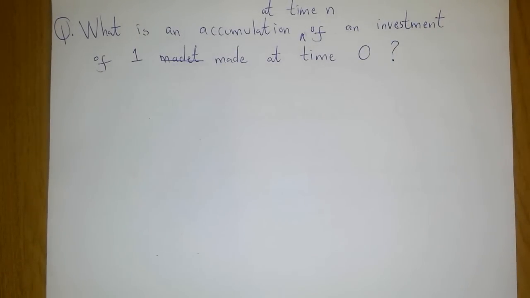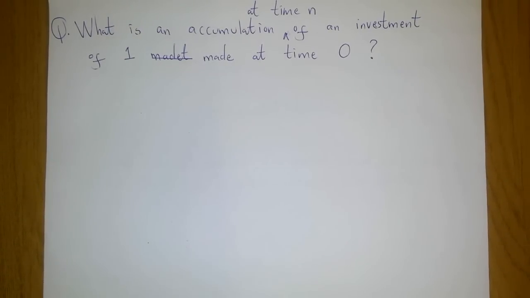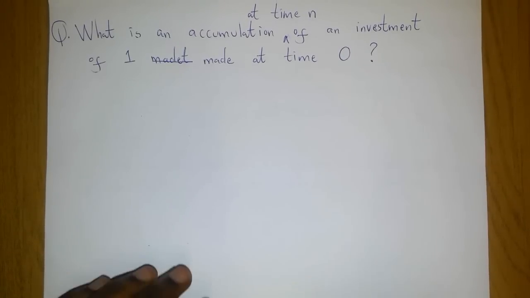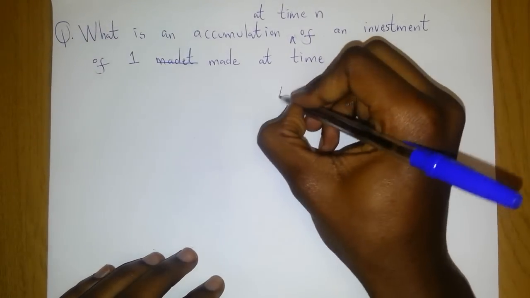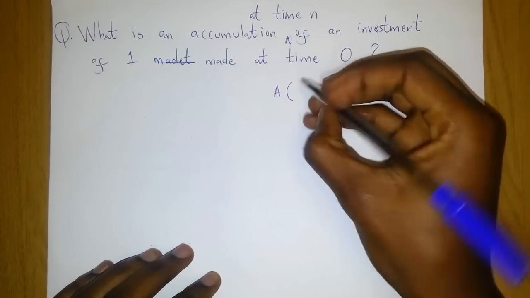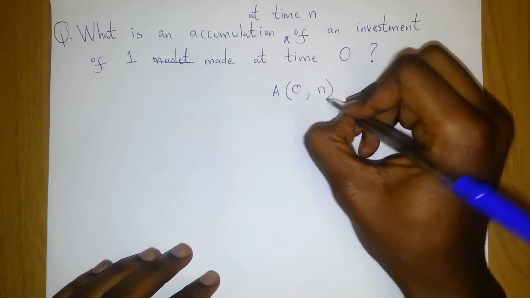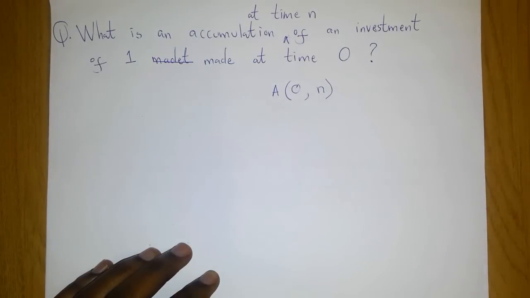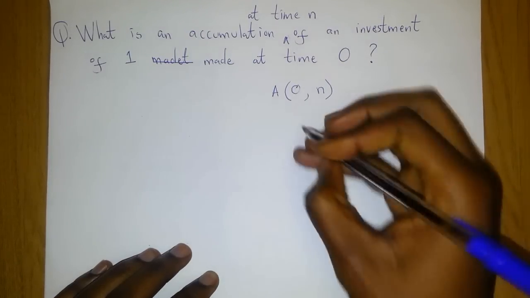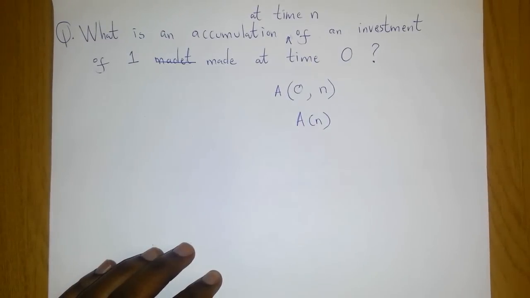What is the accumulation at time n of an investment of 1 made at time 0? This is simply, you write down your accumulation factor. The accumulation is made from time 0 to time n. There you have it. But this can actually be written as A_n in short.